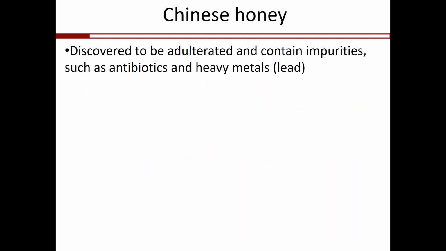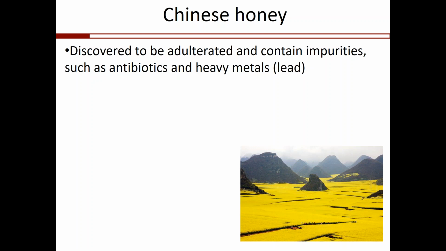And this is very important because Chinese honey is actually discovered to be adulterated and contain impurities such as antibiotics and heavy metals. So this, in addition to the fact that they produce at such large amounts, is another issue that we have with Chinese honey.